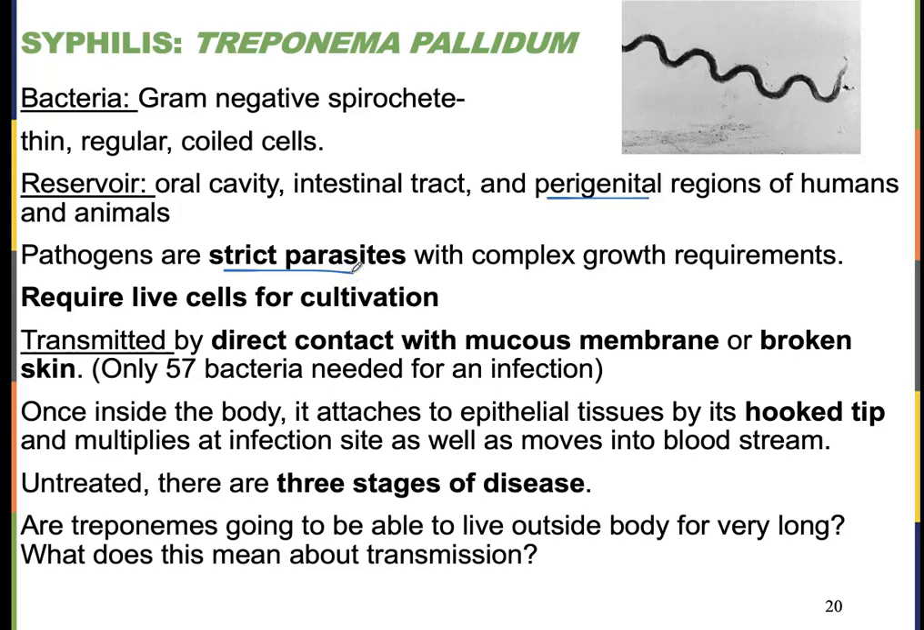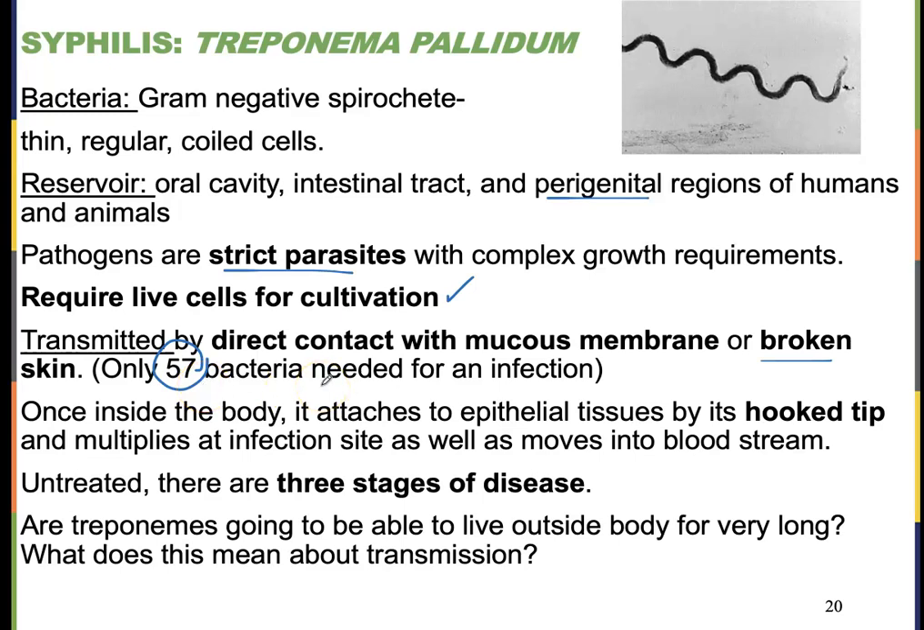So we know that it has to be passed on by direct contact. And if there's broken mucous membrane, that's where the bacteria is going to attach to. It does require live cells for cultivation. So transmission, direct contact with mucous membrane or broken skin, and not many bacteria need to form an infection. So this is very low ID50.